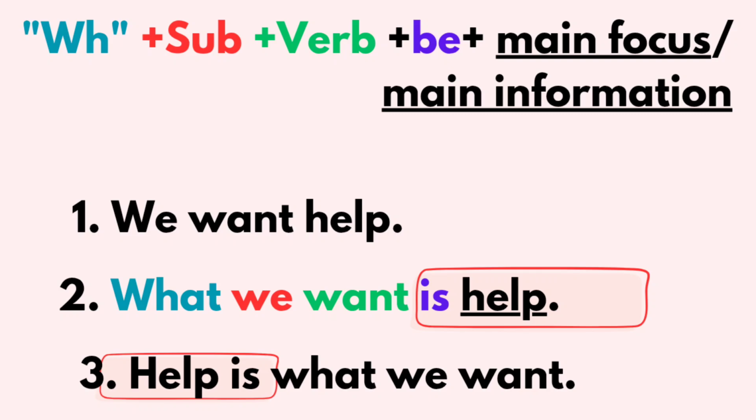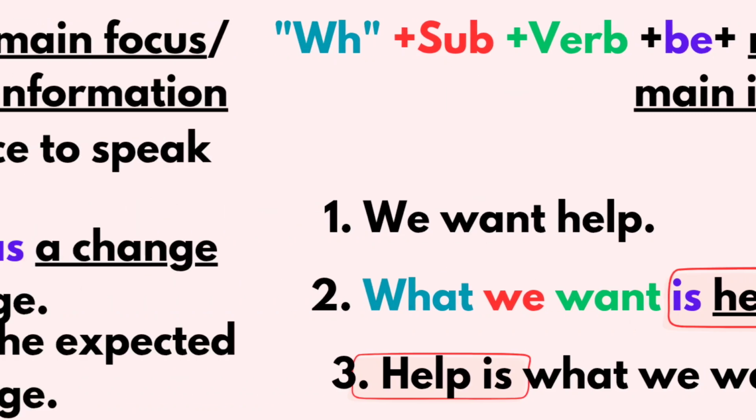If you simply use a normal sentence like we want help, we need money, we want books, that is completely fine. That is understood by everyone. So we use cleft sentences to emphasize the information, right? We'll see another three examples, okay?